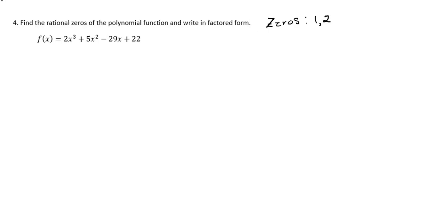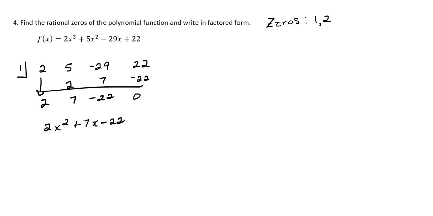Now I'm going to use synthetic division with 1. So for my quotient, I have 2x squared plus 7x minus 22. And I want to remind you again that I know that if I have a 0 here for my remainder, then this number here is a 0.